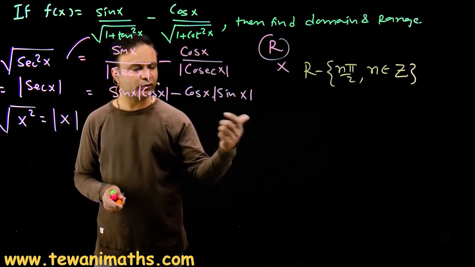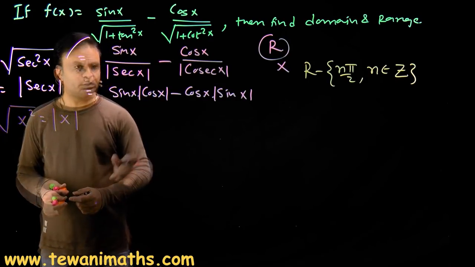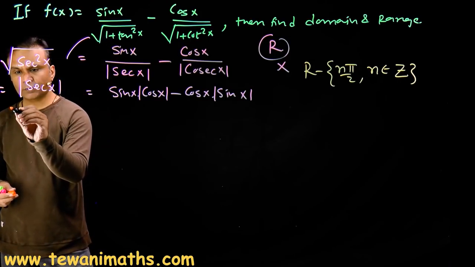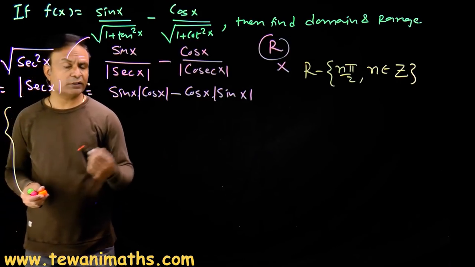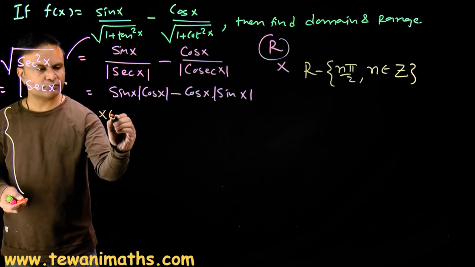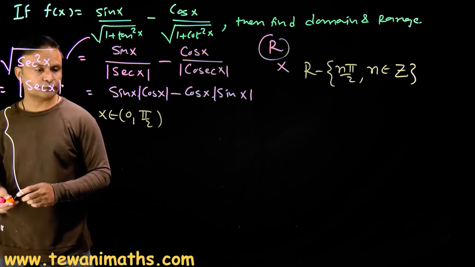Similarly, we have modulus of sin x, either sin x or minus sin x. Now we divide this function into four parts: first quadrant, second quadrant, third quadrant and fourth quadrant. In the first quadrant, where x belongs to 0 to pi by 2.